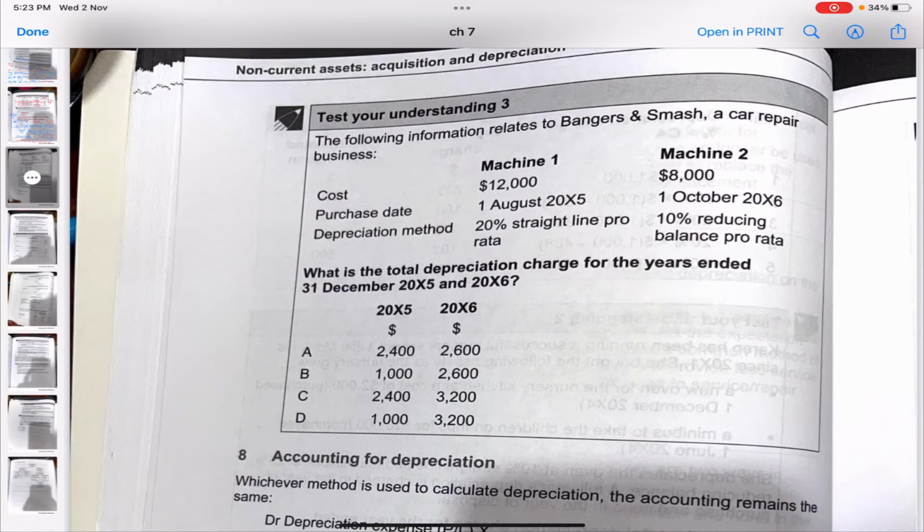Okay, the following information relates to Bangers and Smash, a car repair business. So Bangers and Smash is a car repair business, and we have been given machine 1 and machine 2. We have been given the cost of both. We have been given the purchase date of both. The depreciation method for machine 1 is the straight line method, pro rata, you know what pro rata is. We have discussed it. And machine 2 is reducing balance. So what is the total depreciation for the years ended 2015 and 2016?